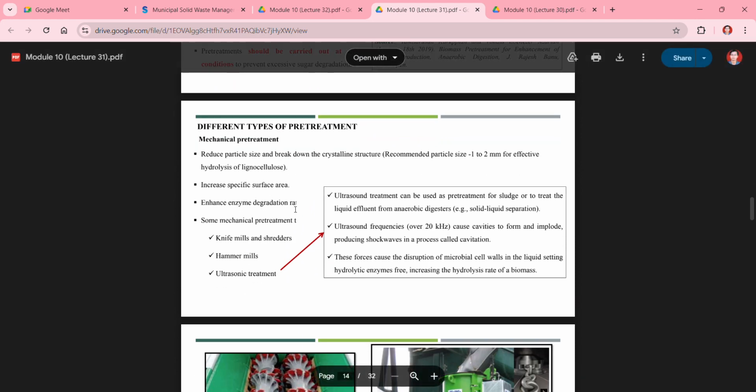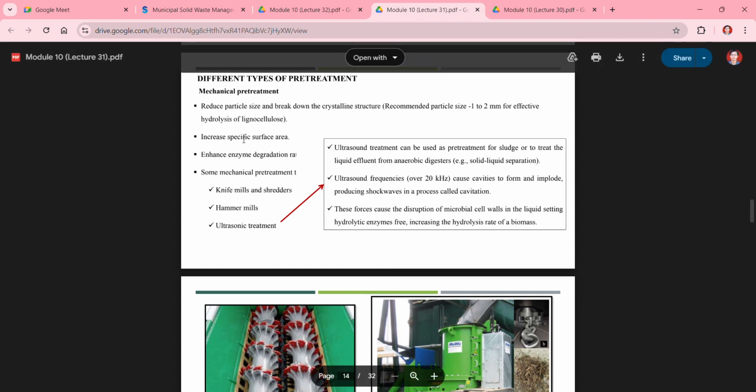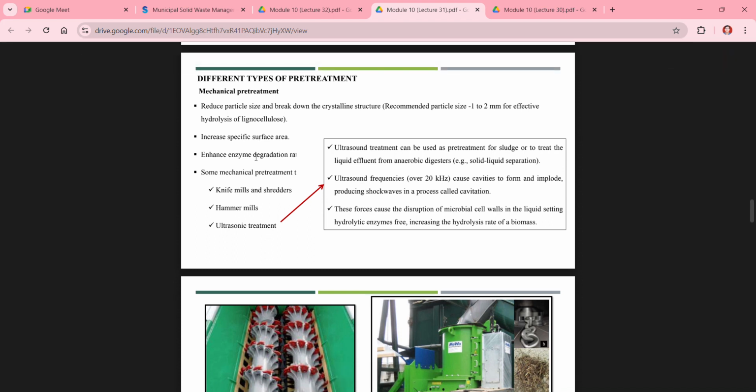So there are some different types of pre-treatment processes, like mechanical pre-treatment. With the help of mechanical pre-treatment, we can decrease the size of the particle, resulting in the increased surface area for the microbial attack during the acid AD process. Reduced particle size will increase the specific surface area, resulting in enhanced enzyme degradation. Some mechanical pre-treatment processes are knife mills and shredders or hammer mills, or we can go with the ultrasonic treatment. During the ultrasonic treatment, the size will become lower with the help of the ultrasound treatment.